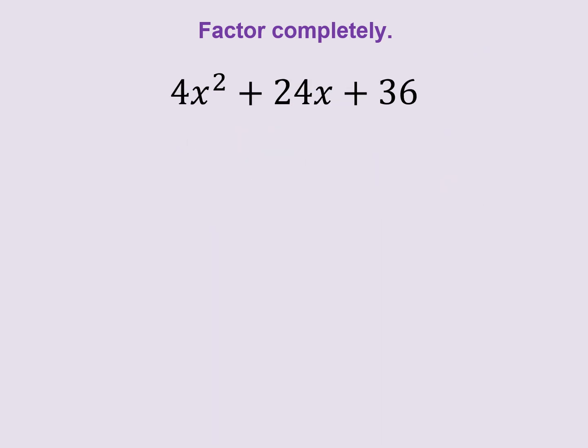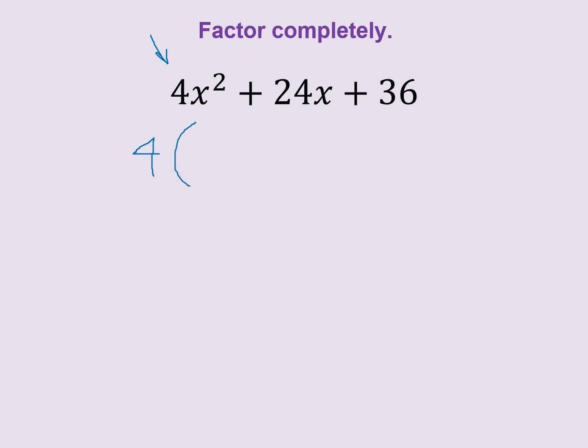Let's take a look at this one. Some of you might right off the bat think, oh, that looks like AC method, x squared, x constant, and the leading coefficient is 4. You might dive right into AC method. However, don't make more work for yourself, because the first thing you need to ask is, is there a greatest common factor? And in fact, there is. We can factor out a 4.